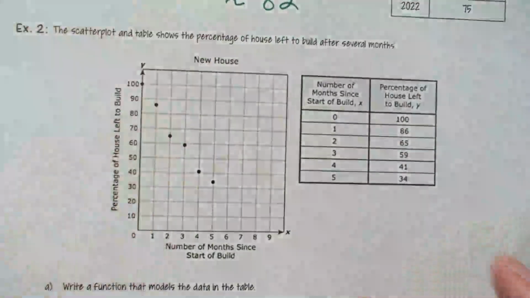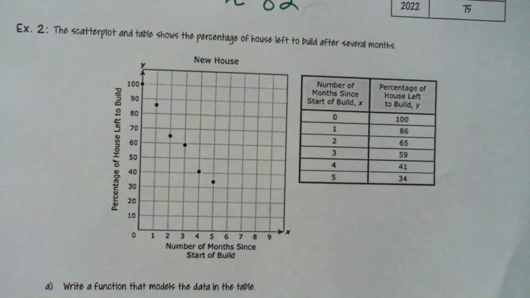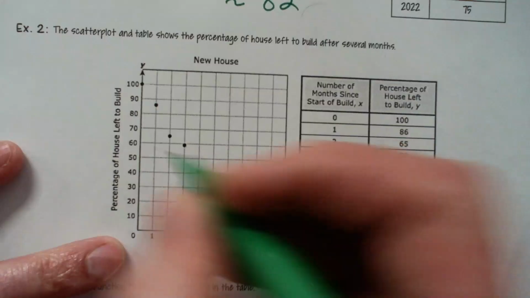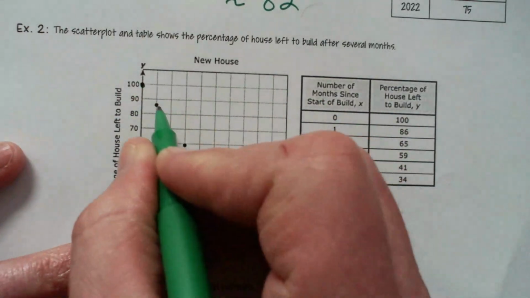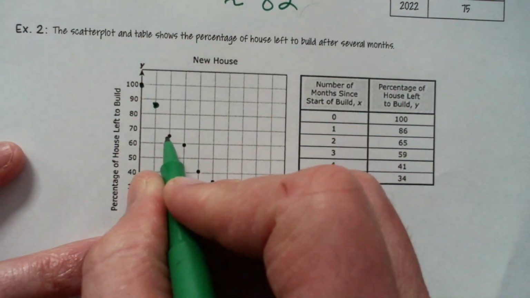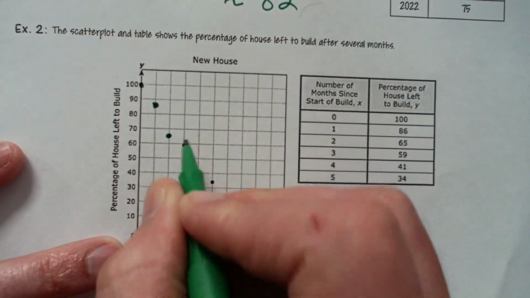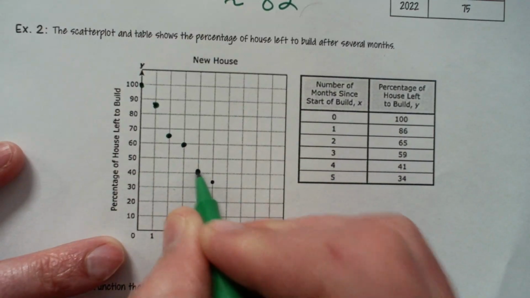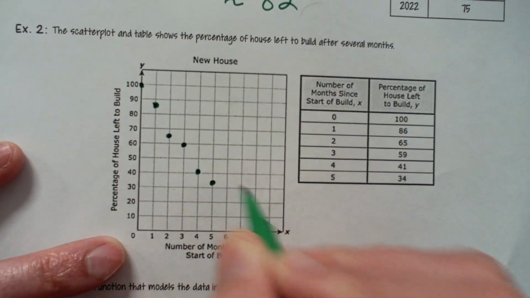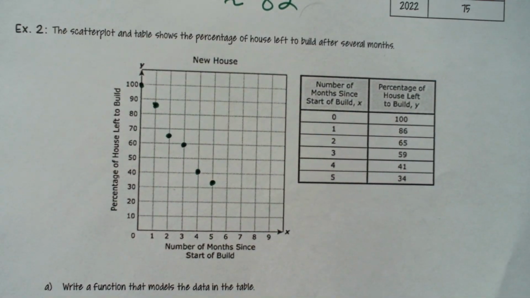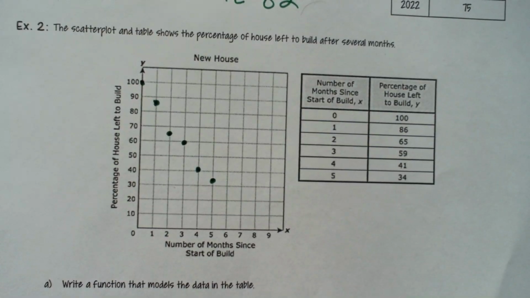In example number 2, it gives us this scatter plot. Thankfully, it also gives us these points. We're going to type this table in. So 0, 100, 186, 265, 359, 441, and 534. And it says write a function that models the data in this table.